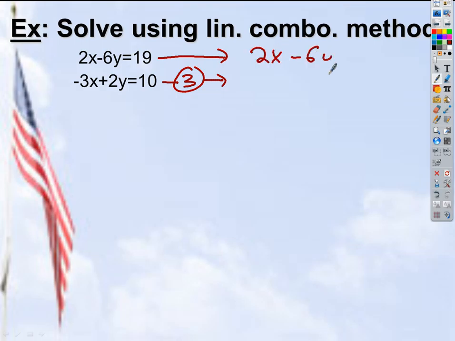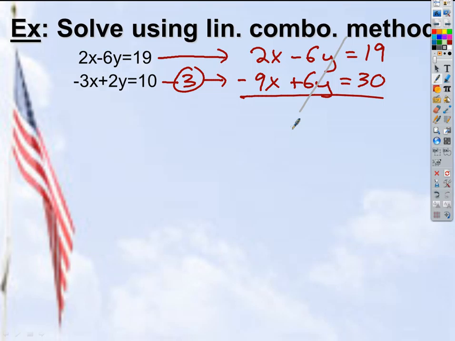Now if I distribute a 3 all the way through both sides on the bottom, what do I get? Negative 9x, okay, good, plus 6y equals 30. Good. Okay, and if I add those up, now look what happens. The y's cancel. That's what I wanted. I mean, it doesn't matter which variable I cancel. I just want to cancel one of them, right? In this case, the y's canceled, and so how many x's do I end up with? Negative 7x equals 42. Okay, now I've got one variable in there. It's easy to solve for. Just divide both sides by negative 7.